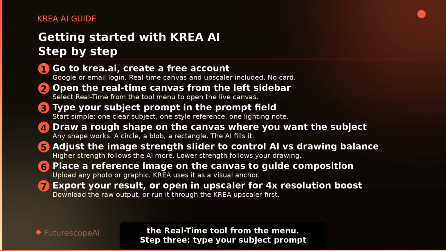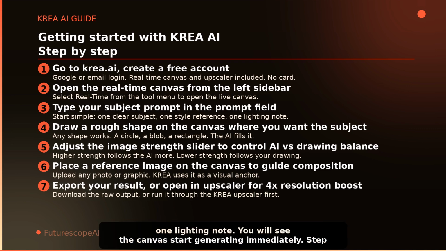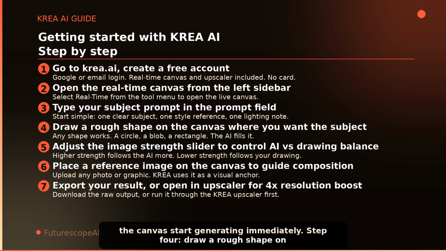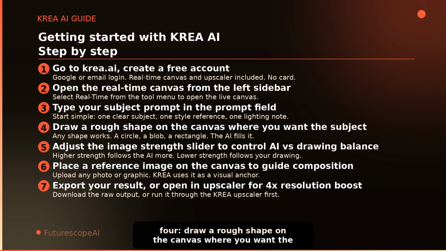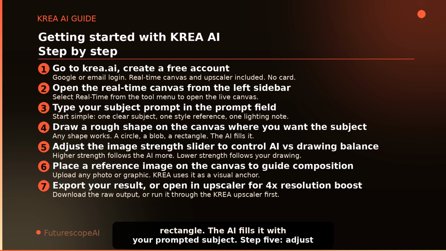Step 3. Type your subject prompt in the prompt field. Start simple, one clear subject, one style reference, one lighting note. You will see the canvas start generating immediately. Step 4. Draw a rough shape on the canvas where you want the subject to appear. Any shape works, a circle, a rough silhouette, a rectangle. The AI fills it with your prompted subject.